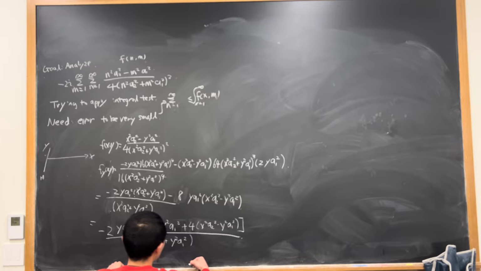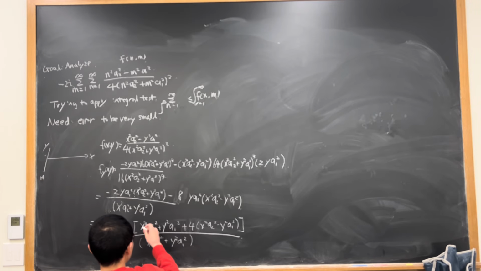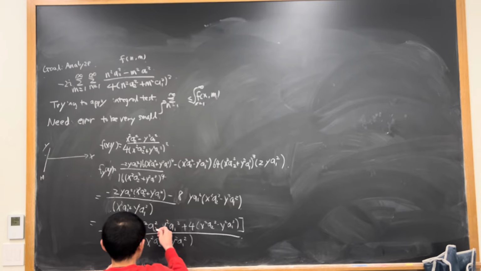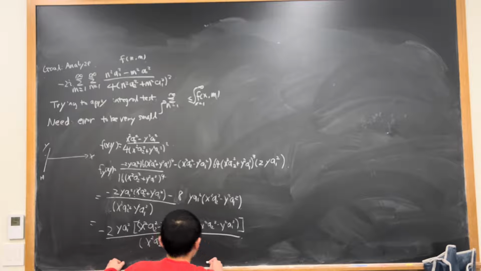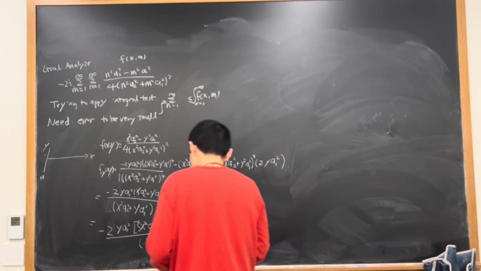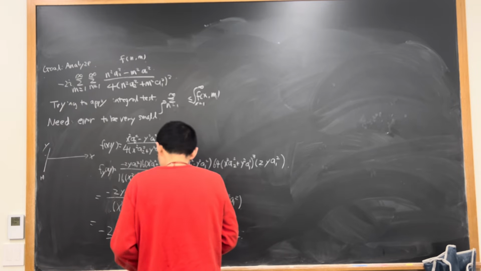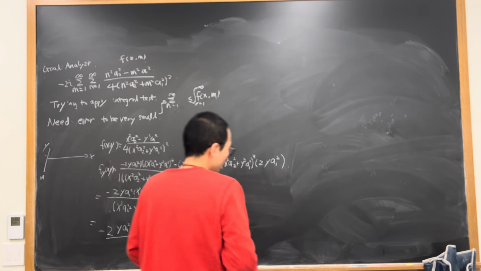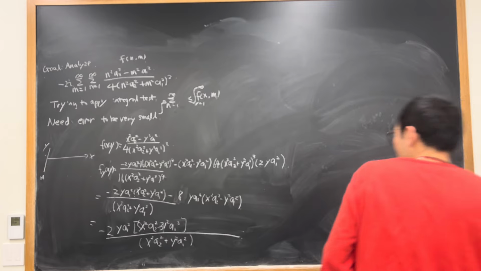So this should be 5x squared a2 squared minus 3y squared a1 squared, and these are gone. Okay, so let's take another derivative.